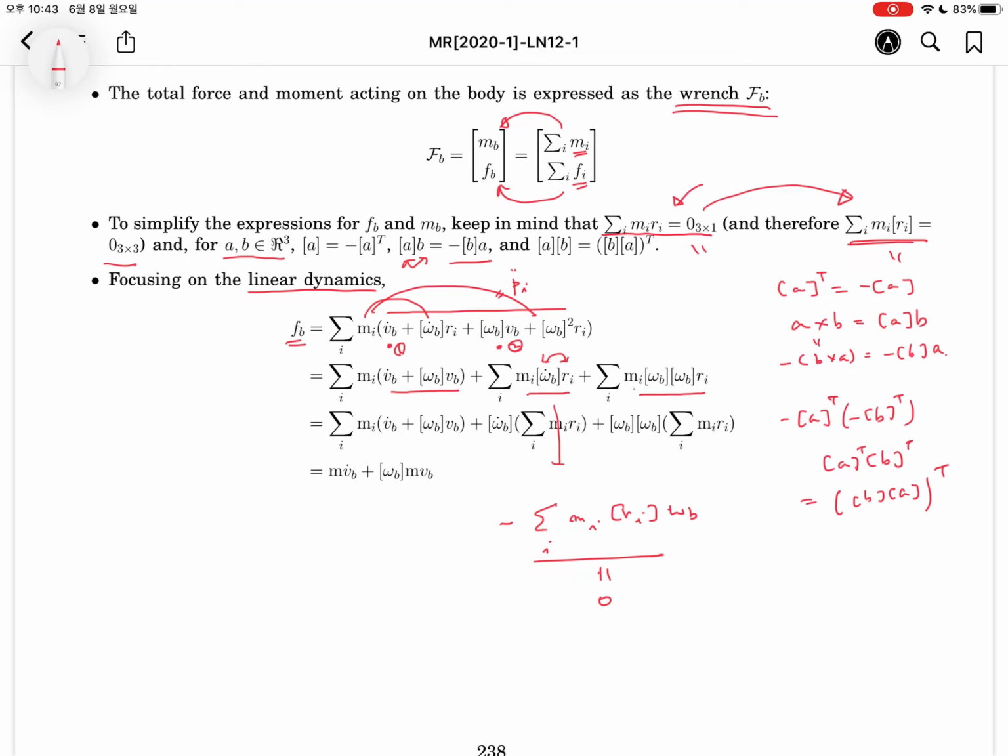One more. On the other hand, the mi can be inserted to here because it is a scalar. So summation of the mi ri must be 0 if you choose the body frame as the center of mass. Okay, so we have just two terms. Here, actually this is the inertial force, this is the linear momentum. Okay, linear momentum should be multiplied by the angular velocity cross product.